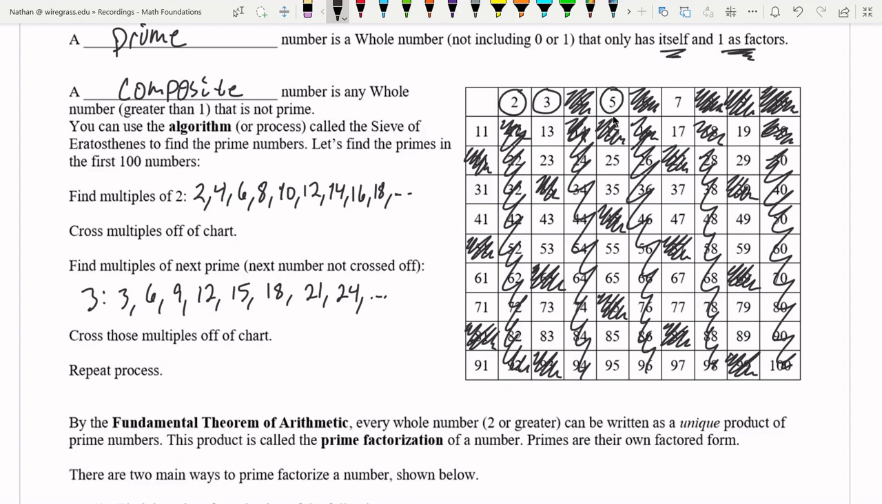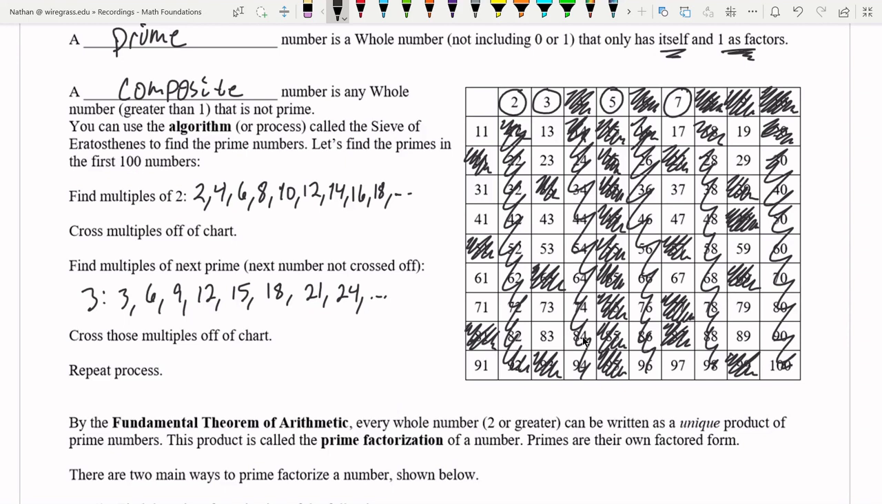Multiples of 5 are going to be 5, 10, 15, 20, 25, 30, 35, 40. 45 has been crossed off. 50, 55, 60, 65, 70, 75, 80, 85, 90, 95, and 100. 7 is the next one. 7 times 2 is 14, times 3 is 21, then 28. 35 is crossed off. 42, 49, 56, 63, 70, 77.